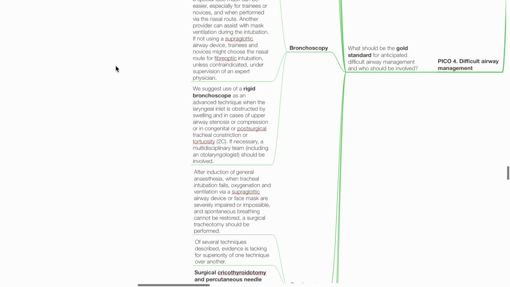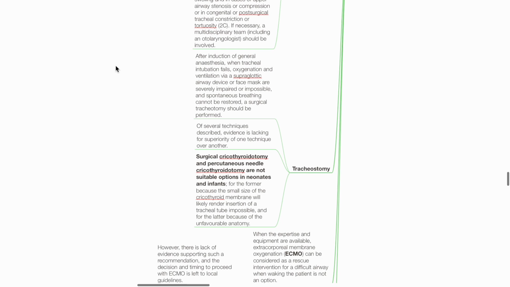Regarding tracheostomy, after induction of GA, when tracheal intubation fails, oxygenation and ventilation via a supraglottic airway device or face mask are severely impaired or impossible, and spontaneous breathing cannot be restored, then a surgical tracheostomy should be performed. Of the several techniques described, evidence is lacking for superiority of one technique over another.